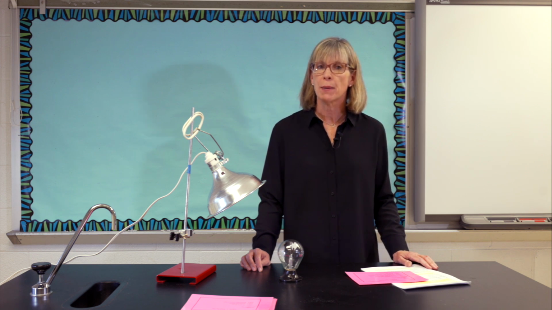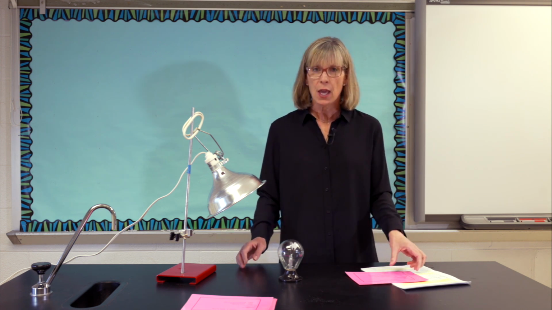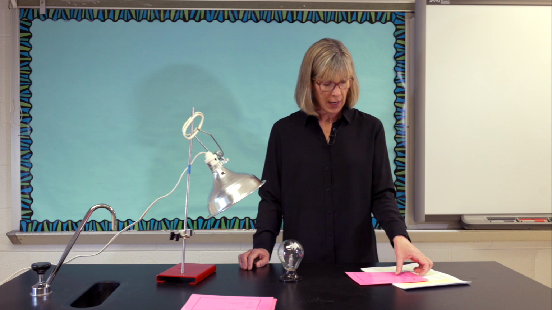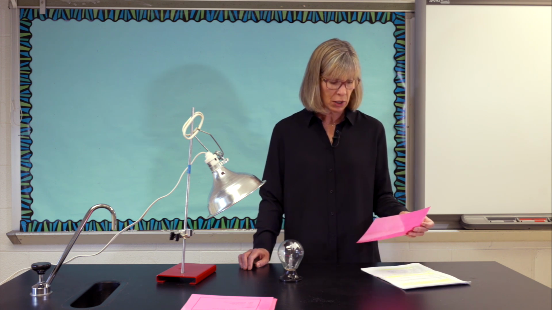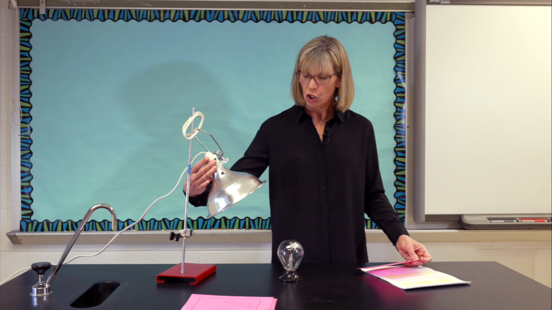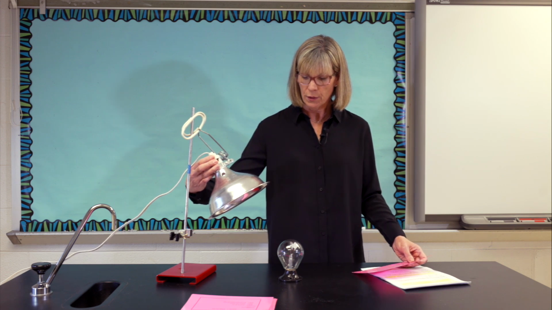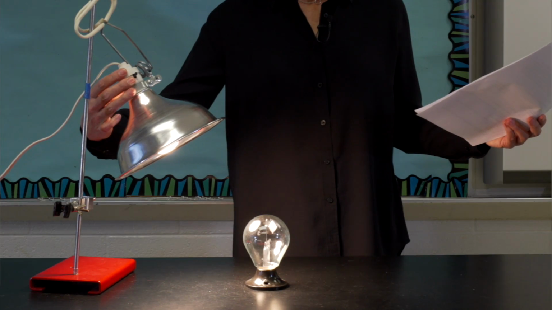You will use the data table on sheet 3 to record your observations for 9 different activities. I will read the directions for an activity off the pink instruction card and demonstrate it for you. I have activity 1 set up here. Its data and observations are already recorded in row 1 of the data table. Activity 1 instructs me to shine a light onto a radiometer.